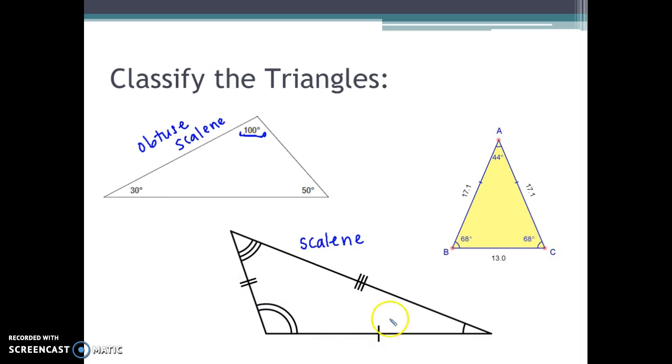So if I don't know anything about these angles, all I know is that all three sides are different, so it's scalene. This triangle over here, I have 17.1 and 17.1, and then 13 is different. And then my angles are the same, and all of the angles are less than 90. So that means that I can say that this one's acute as well as isosceles.